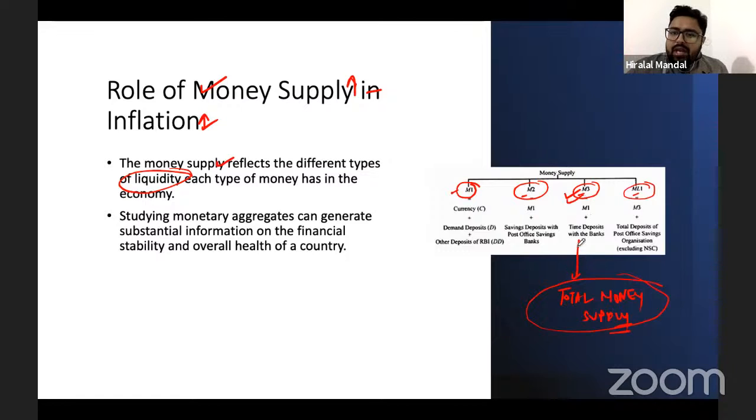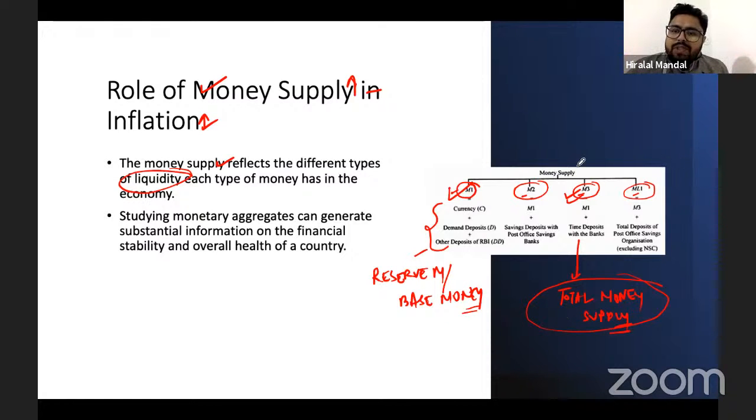In India, M3 is regarded as the total money supply into the system, whereas M1 is known as reserve money or base money.